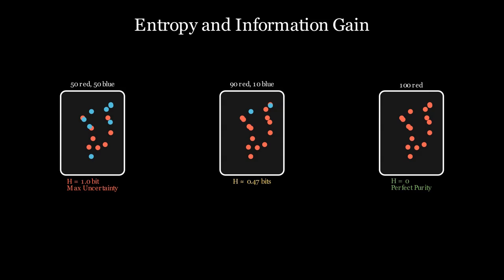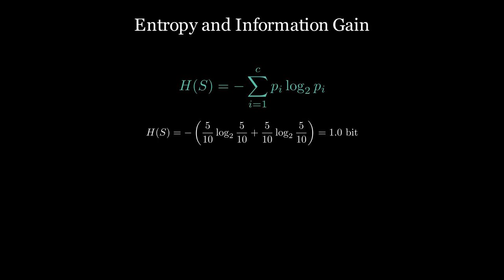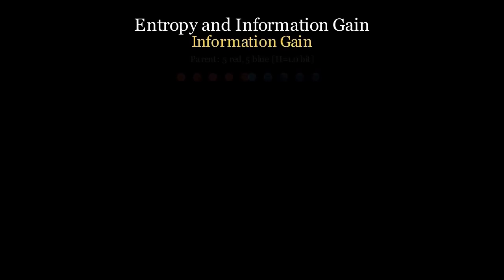In information theory, this uncertainty is called entropy, written H of S. For an even 50-50 split, entropy equals 1 bit, maximum. For a 90-10 split, it drops to about 0.47 bits. For a perfectly pure group, entropy is 0. The entropy formula is H of S equals the negative sum over each class i of p sub i times a log base 2 of p sub i.